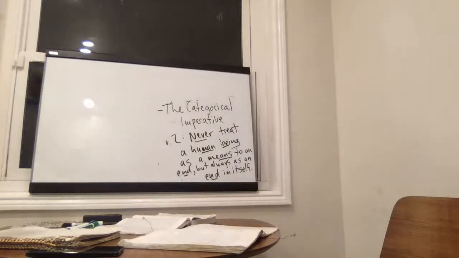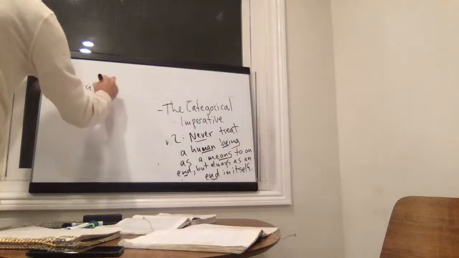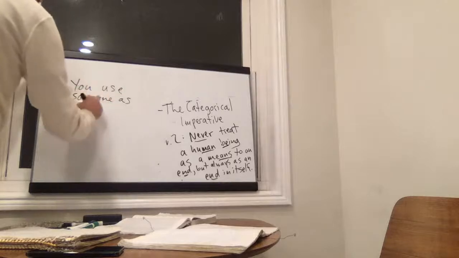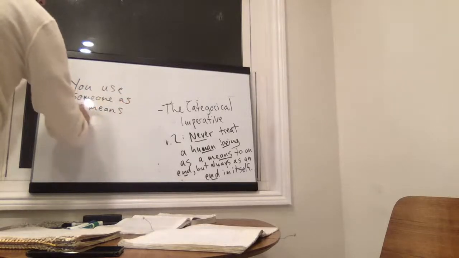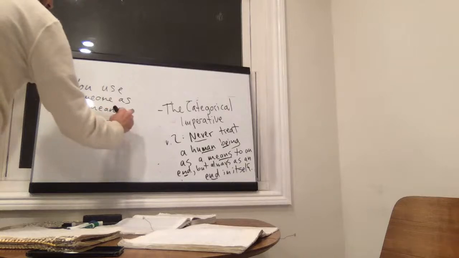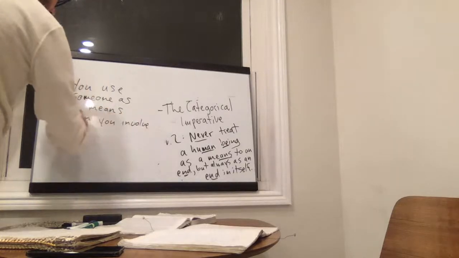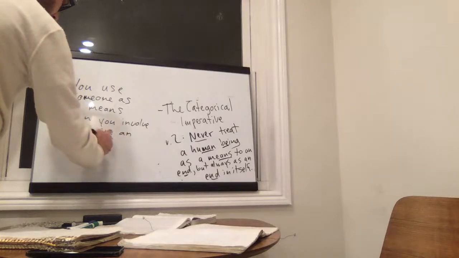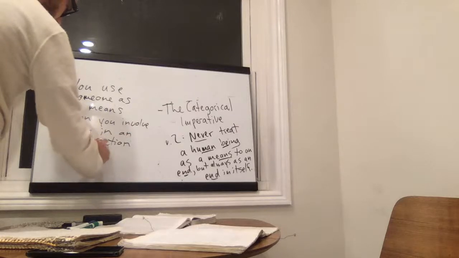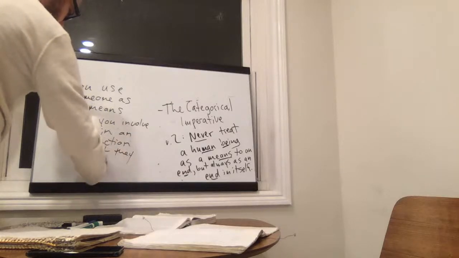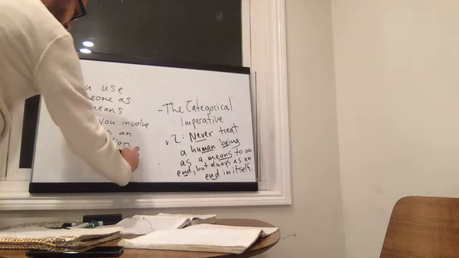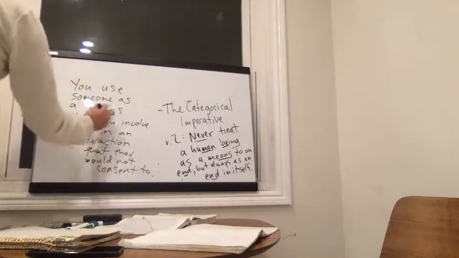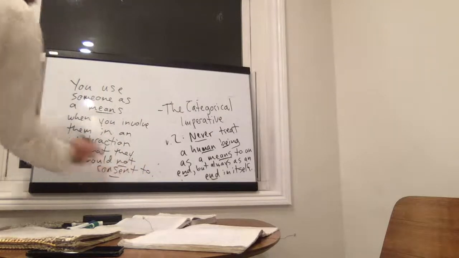So when we use someone as a means, you use someone as a means when you involve them in an interaction that they would not consent to. So you use someone as a means when you involve them in an interaction they would not consent to.